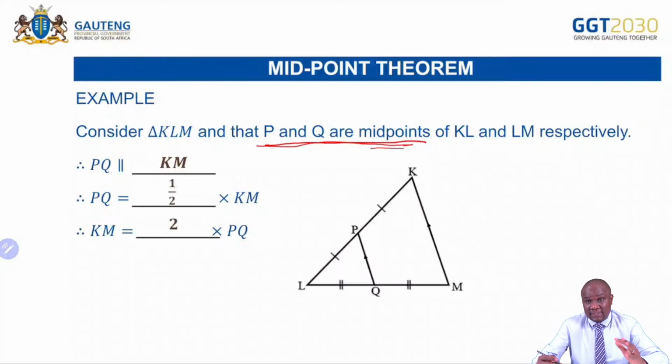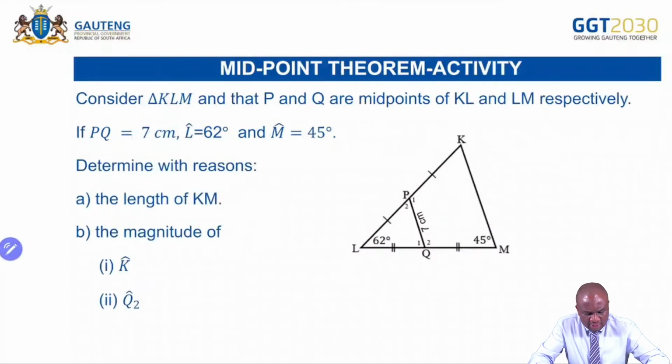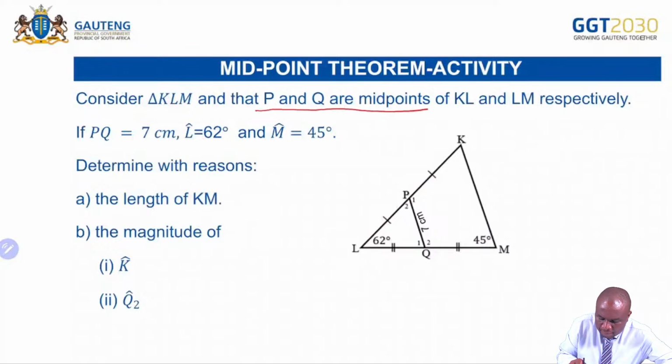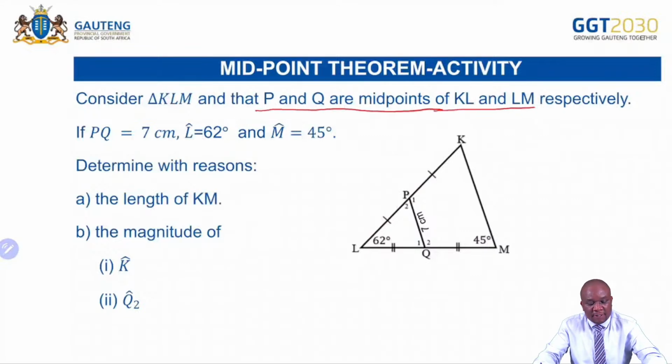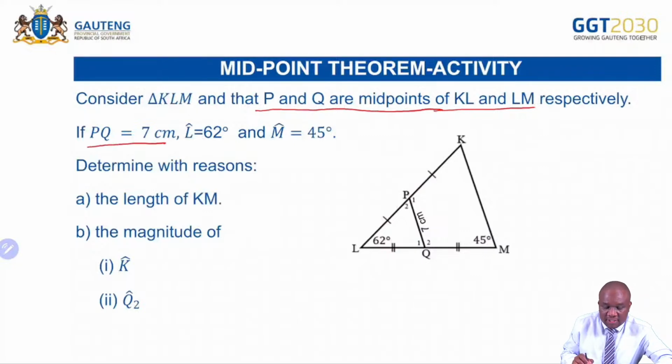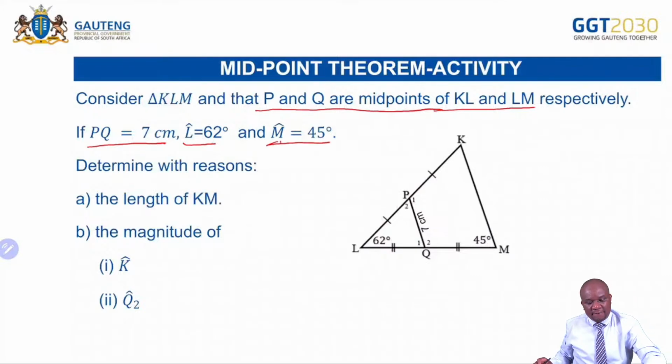All right, so we're done with the investigation. Now we're just applying what we've learned. This is an activity I want you to try. Consider triangle KLM, where P and Q are midpoints of KL and LM respectively. PQ is 7 centimeters. Angle L is 62 degrees. Angle M is 45 degrees. Determine with reasons the length of KM, the magnitude of angle K, and the magnitude of angle Q2. Let's do this in 5 minutes.